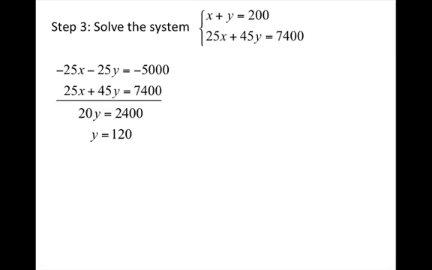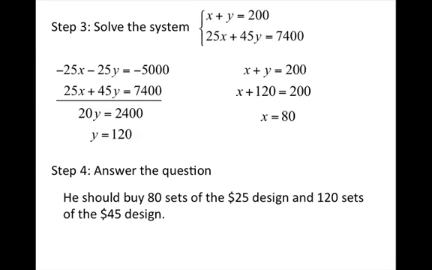Now I want to plug that into either equation to find my x. So if I use x plus y equals 200, replace the y with 120, I get x plus 120 equals 200. Now subtract 120 from each side and I get x equals 80. So if you look back at your unknowns, x was the number of $25 dish sets that I buy, and y is the number of $45 dish sets bought. So to answer the question, the manager should buy 80 sets of the $25 design and 120 sets of the $45 design.